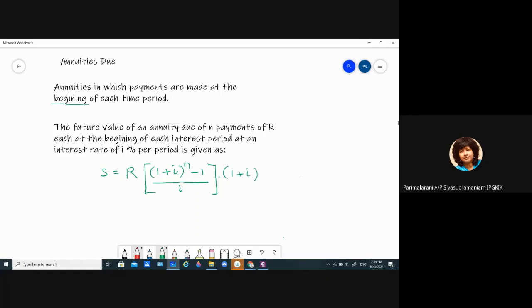How we derive this formula is exactly the same method as how we derived the formula for ordinary annuities. So I'm not going to go into how we derive the formula. You won't be tested on that. You will only be tested on application. So you can go and try to derive the formula on your own.